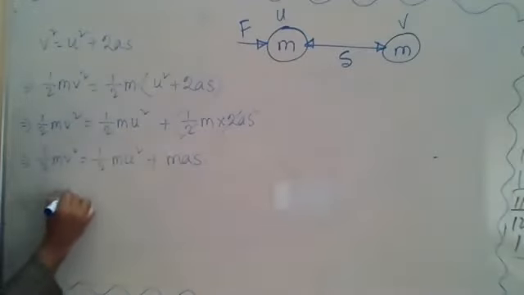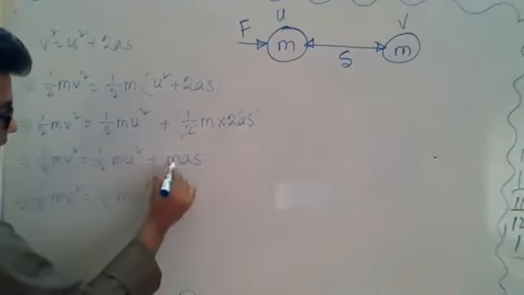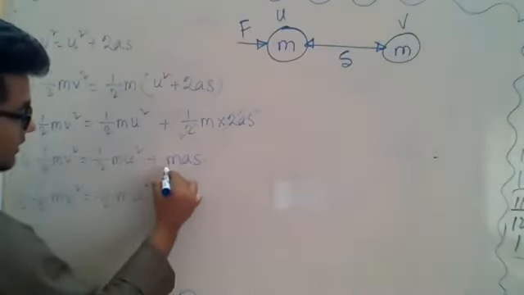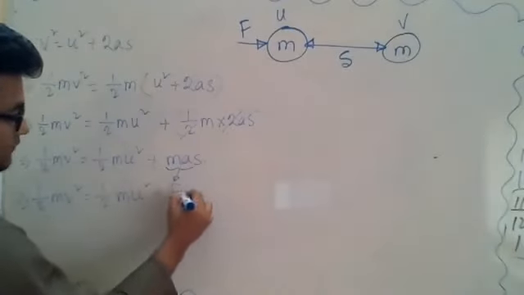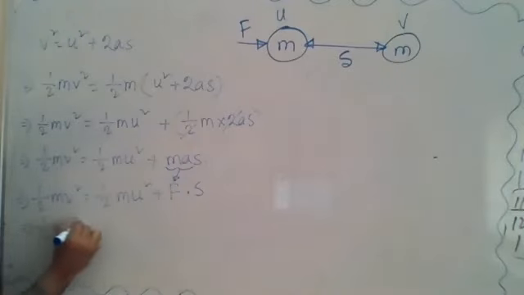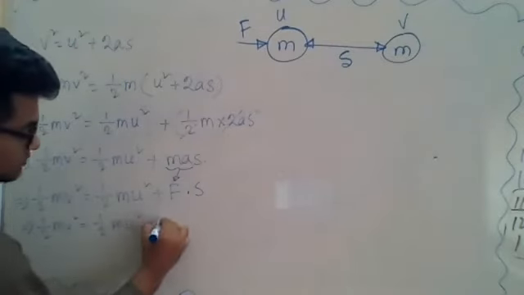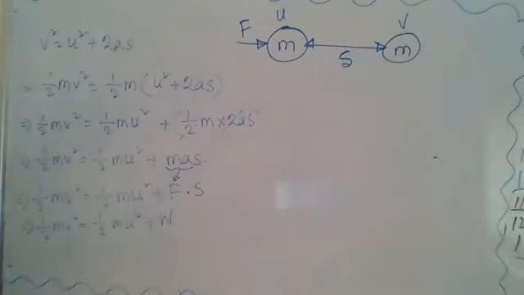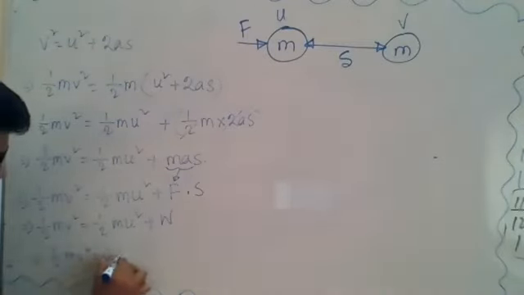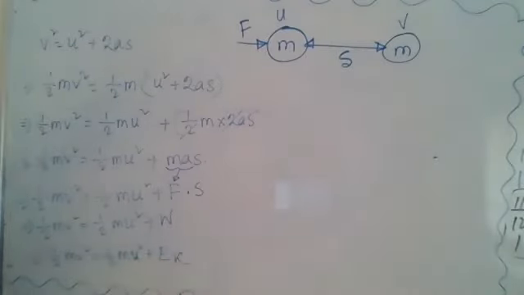Then half m v square is equal to half m u square plus, now ma, this is F, right? Ma, this is F equal to ma, F into s. So half m v square is equal to half m u square plus F into s, force into displacement. This is work, right or wrong? So from here I can write half m v square is equal to half m u square plus KE. Now work done is kinetic energy here, right? We already saw this one.